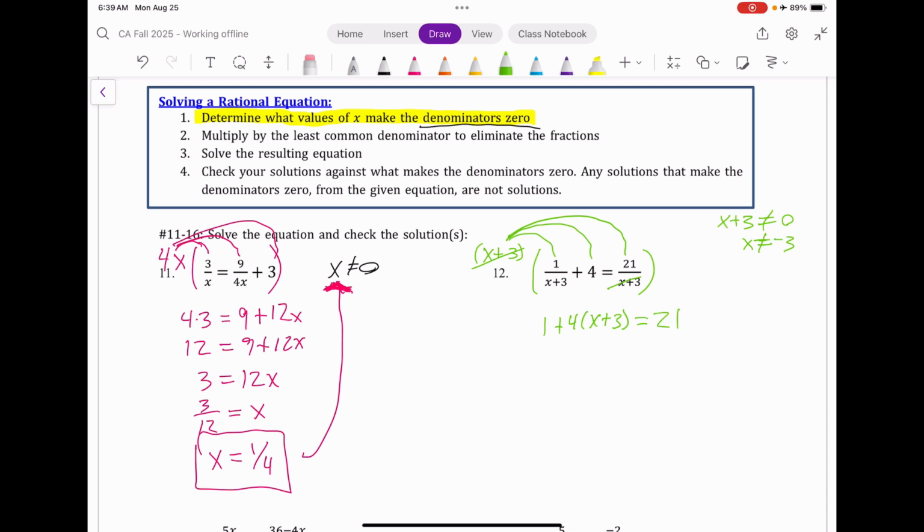All right, so we can just solve this from there. Distribute the 4. Okay, 4x, combine the 1 and the 12 to get 13. Subtract the 13 from both sides to get 8. So x equals 8 divided by 4 is 2. Again, check against your restrictions. It's not the same thing, so we're good.